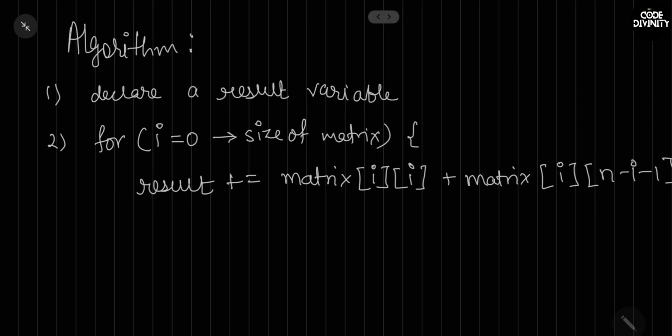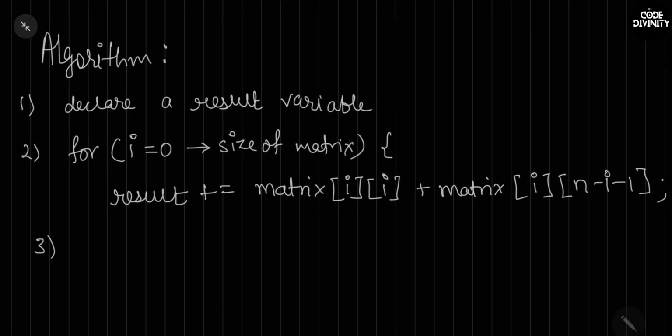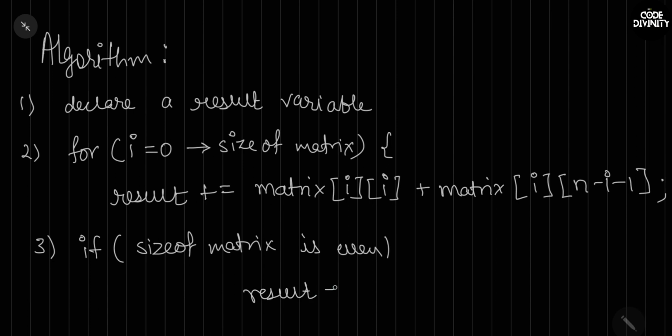After completion of this for loop, we will check if the size of matrix is even. If the matrix size is even, then it is not a problem. But if the matrix size is odd, in that case we will subtract matrix of size by 2, size by 2.